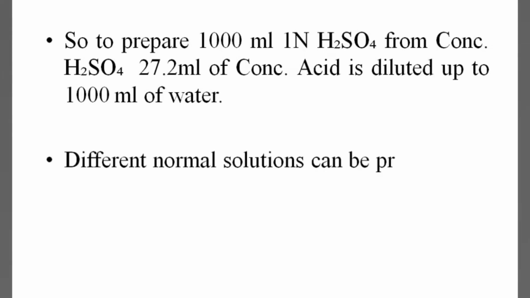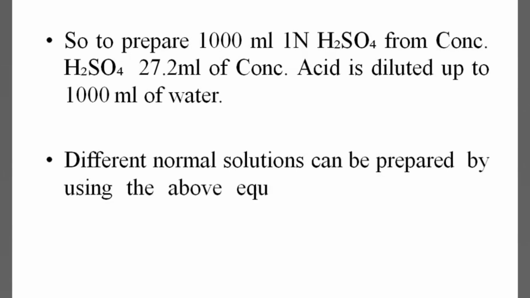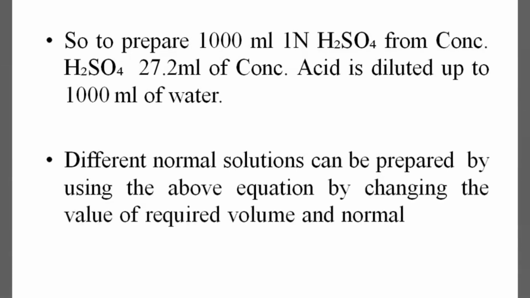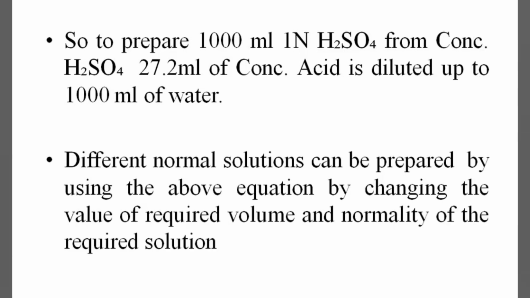Different normal solutions can be prepared by using the above equation by changing the value of required volume and normality of the required solution. For example, to prepare 1000 ml of 0.1 normal H2SO4. Earlier we calculated for 1 normal. Now we are calculating for 0.1 normal. You can also change the volume. We have taken the volume as 1000 ml. You can change it to 200 ml, 500 ml, whatever you need.